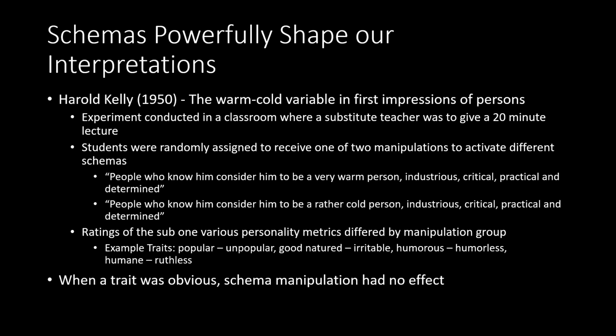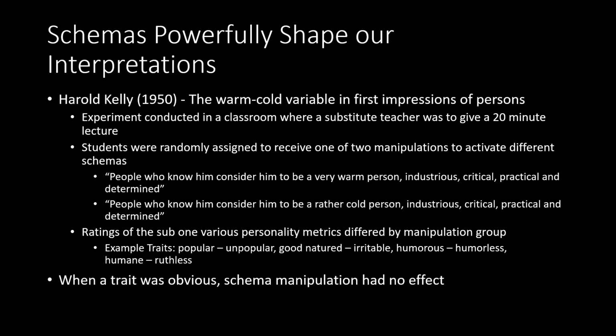Okay. So the way this experiment went was it was conducted in a classroom, and the students were told that a substitute teacher would come and would give a 20-minute lecture. Now, before the substitute teacher shows up, the students were randomly assigned to receive one of two manipulations. This just means that half the students received one of them and the other half received the other, and what determined the half and half was random. So they didn't just draw a line down the middle of the classroom. They probably used some kind of number generator and the student ID numbers or something to that effect. You can read the paper if you want the specifics of how they sorted the students.